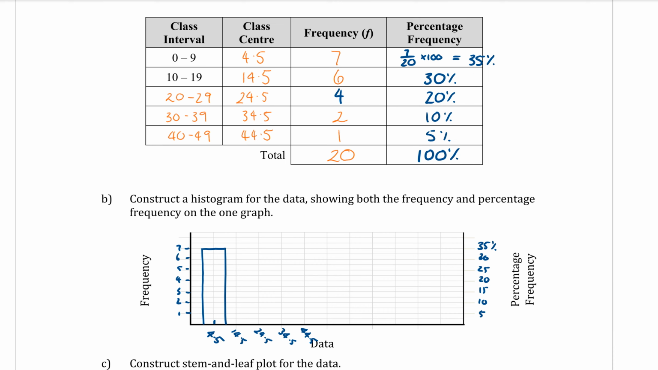The next one, 14.5, has a frequency of 6. Remember, for a histogram, the columns are touching. They're right next to each other, no gap. So straight across and halfway. You've got to go halfway between the 14.5 and the 24.5. Then the next one has a frequency of 4, and the next one a frequency of 2, and the last one a frequency of 1. Okay, and that is it. That's how you construct a histogram.